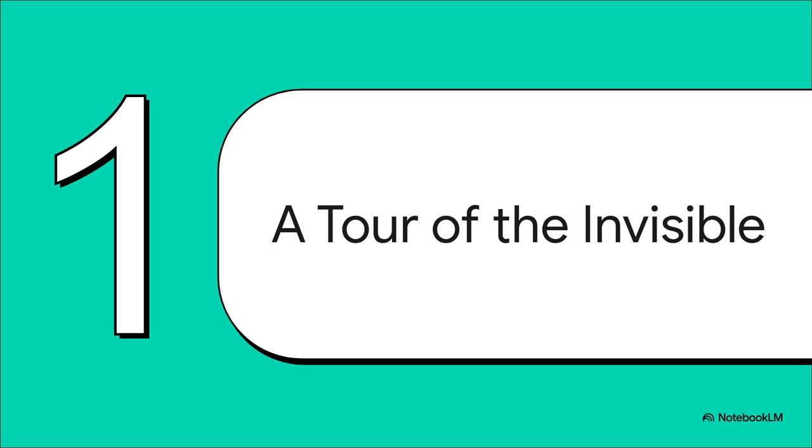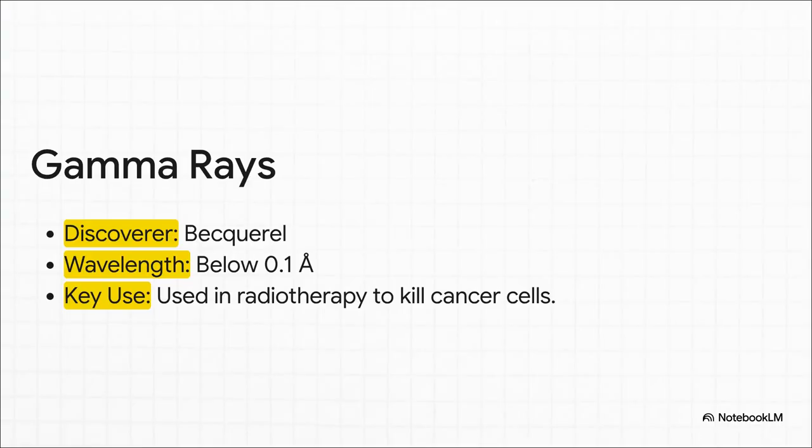Let's take a quick tour of this hidden rainbow, okay? And we'll start with the most powerful waves out there. First up, we've got gamma rays, with wavelengths smaller than a single atom. These were discovered by Henri Becquerel, and they are the absolute heavyweights of the spectrum. I mean, they're so powerful that when you focus them, doctors can use them in radiotherapy, kind of like a microscopic laser, to zap and destroy cancer cells.